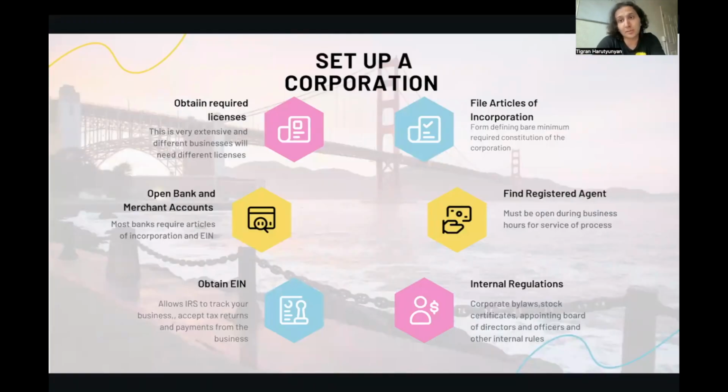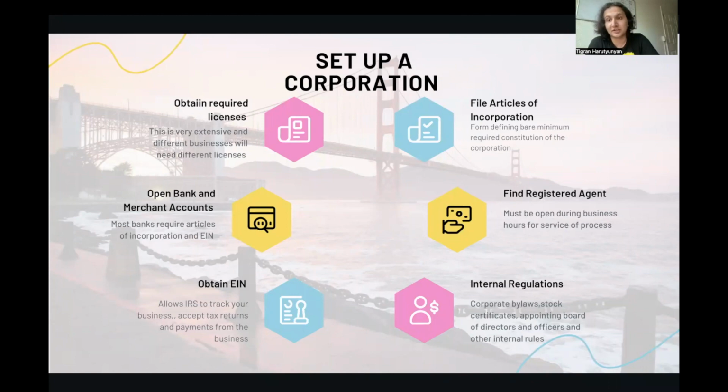So let's go over a couple of key steps. To set up a corporation, and it's very similar for an LLC too, you generally have to go through 5 or 6 steps. Bear in mind, these are the bare minimum, right? So there may be other requirements too. But first and foremost, you have to file articles of incorporation. This is a form that defines the bare minimum constitution of your company, and it is filed online. We'll show you how to do it. Once it's filed, the state will either approve or decline your corporation, and as soon as it's approved, your company is up and running.